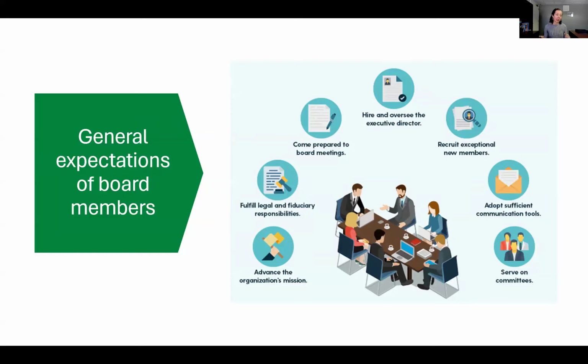So these are general expectations of board members, and I'm going to walk us through this little semicircle, starting on the left with advancing the organization's mission. So as board members, you are charged with developing and maintaining the focus on your organization's mission statement as well as its vision statement. As we talked about, this includes establishing what that strategic direction is. As board members, you're articulating, safeguarding, and modeling and promoting organizational values.